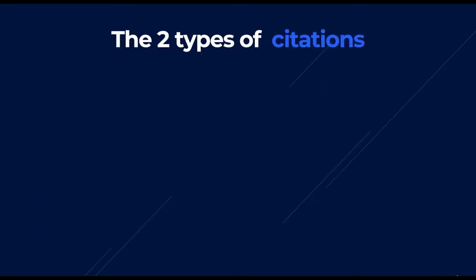There's two types of citations you can have. The first is what we call structured citations. So these are your typical citations and they have the layout in the correct structure and the correct order, which is the name, the address, and the phone number.